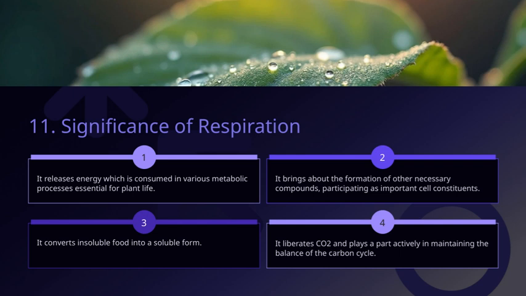Additionally, respiration converts insoluble food into a soluble form, making nutrients more accessible for the plant's use. And finally, it releases energy that is used in various metabolic processes. This energy is essential for the plant's growth, development, and overall functioning. Altogether, respiration is a fundamental process that supports plant life and sustains the balance of ecosystems.